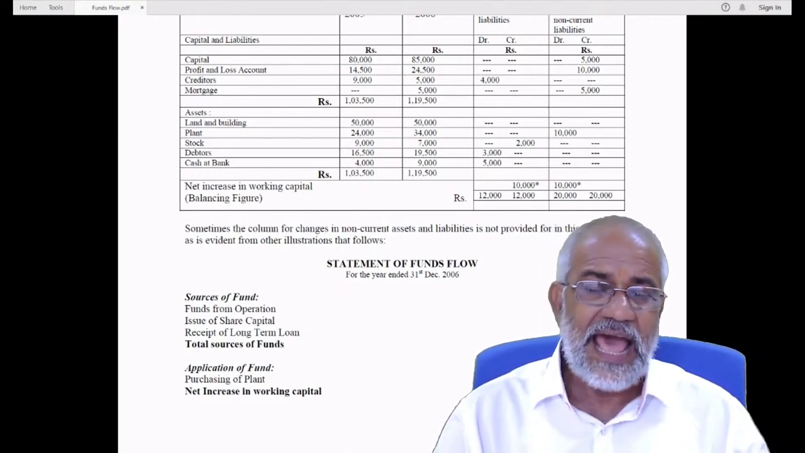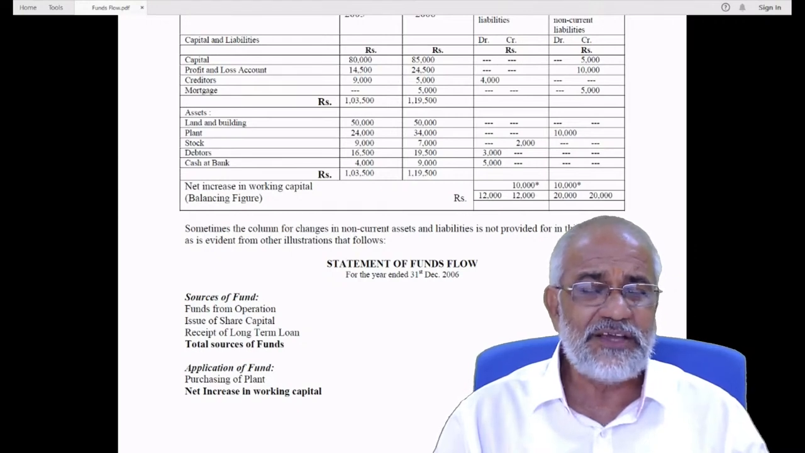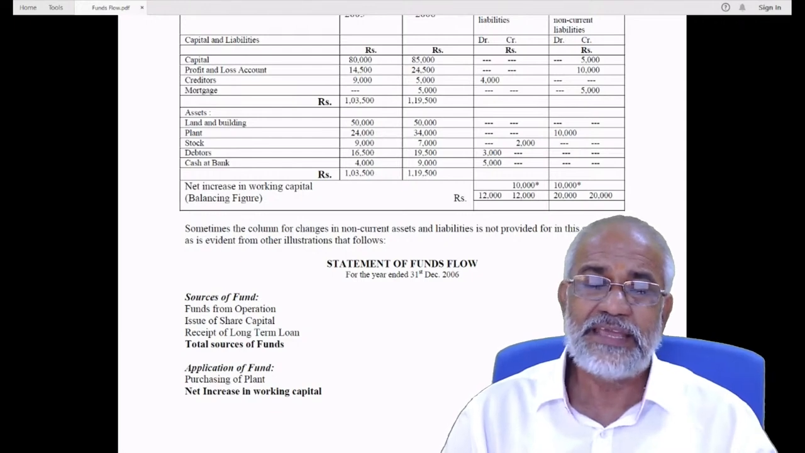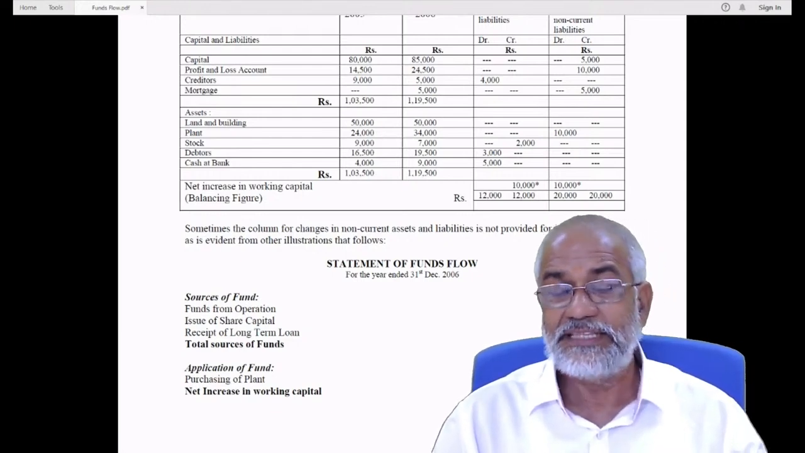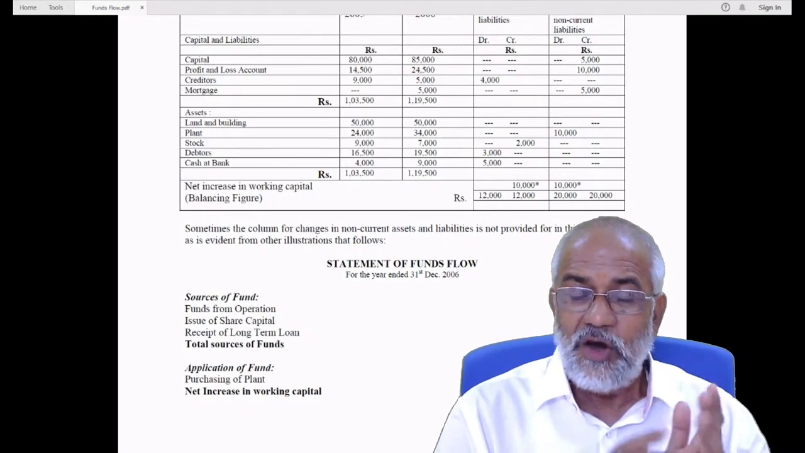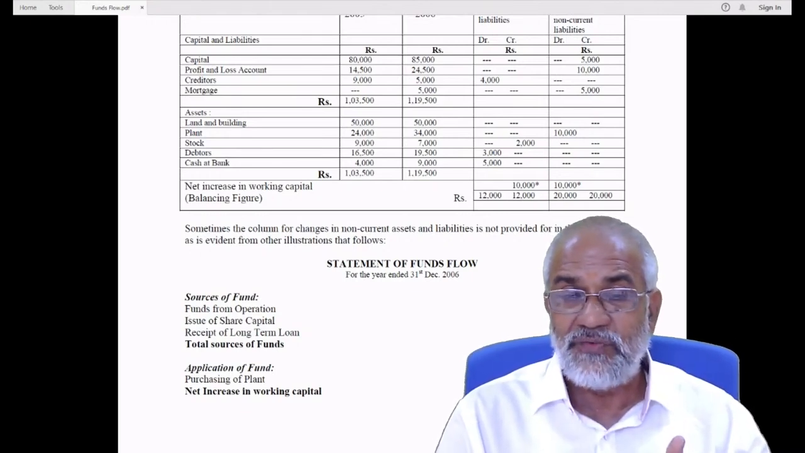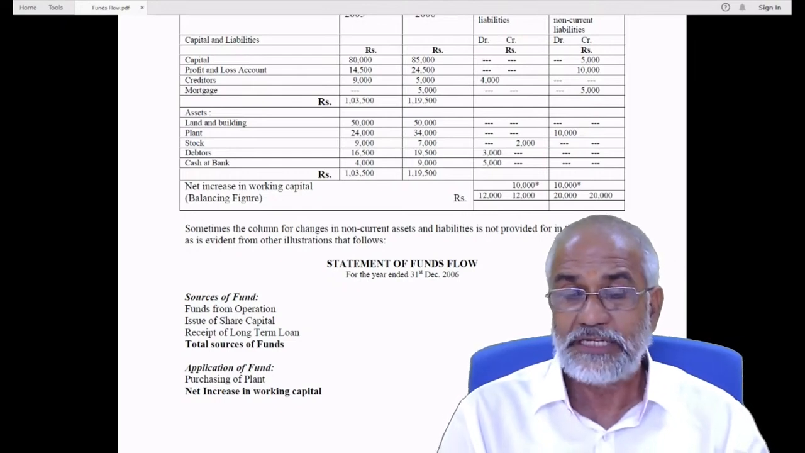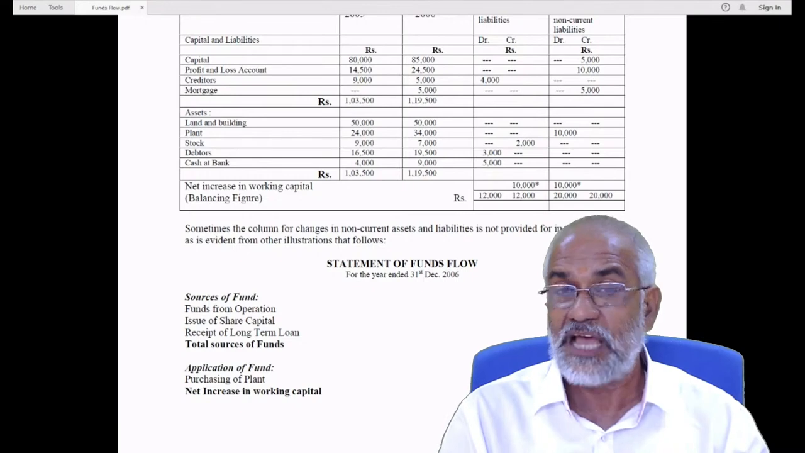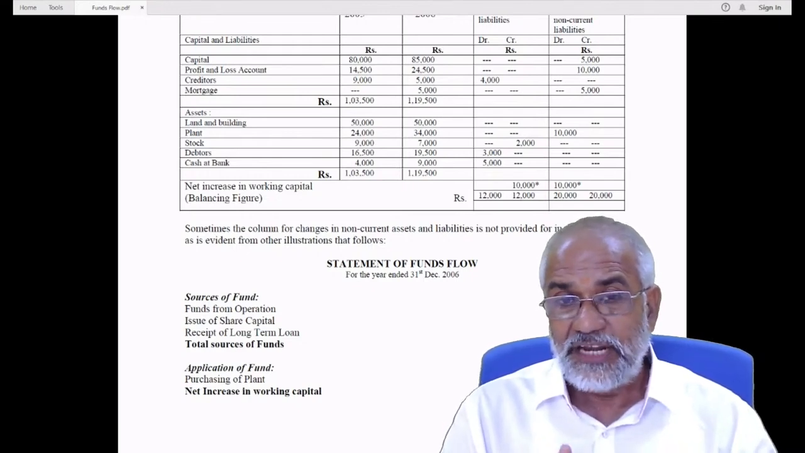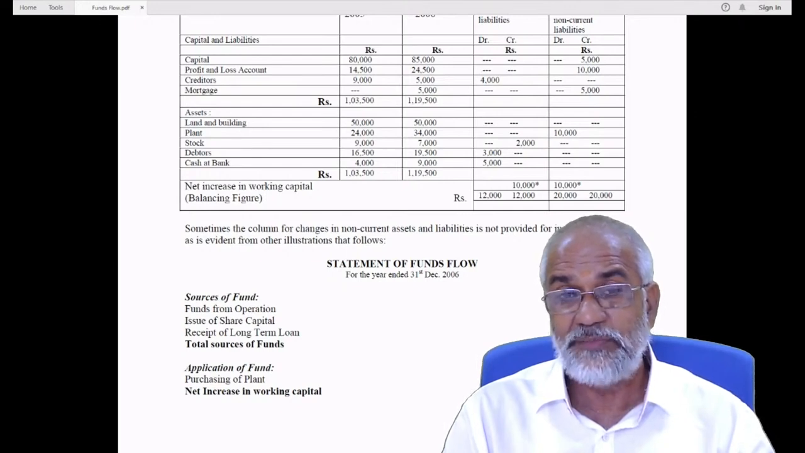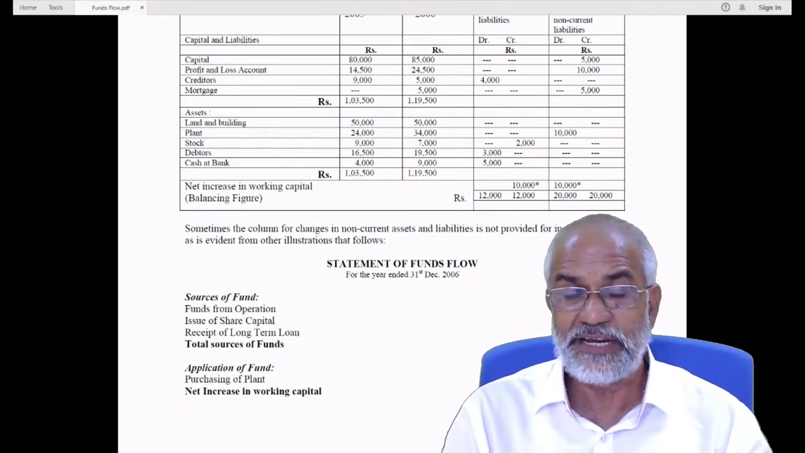But there are certain items of expenses and incomes which do not result in flow of funds, but they are taken into the profit and loss account. Take the example of depreciation. All expenses result in application of funds, but depreciation, being an expense, is debited to the profit and loss account, but it doesn't result in application of funds. How? The first entry for depreciation would be depreciation account debited to plant and machinery account. The amount would be 2,400.